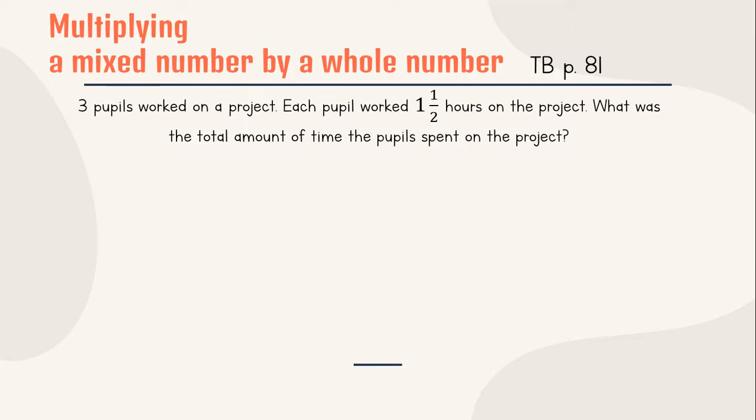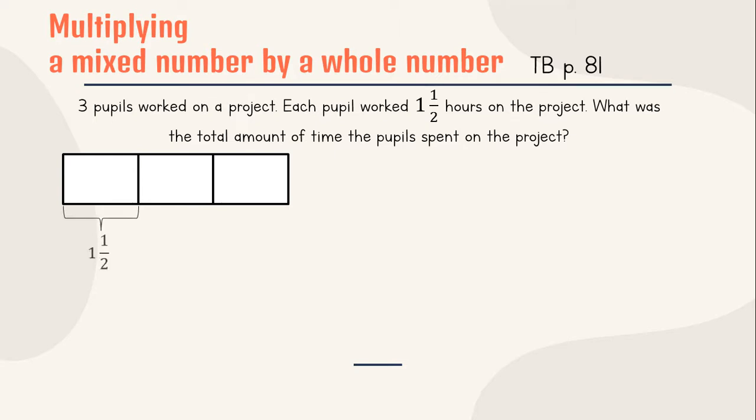Now, what can we do? We know that there are 3 pupils. Let's imagine this model, this box, as 3 pupils. After that, we know that each pupil, or one student, spent 1.5 hours. It means that these are also 1.5. After that, what are we going to do? What was the total amount? To find the total amount, of course, we need multiplication skill. So what we have is 3 times 1 and a half.